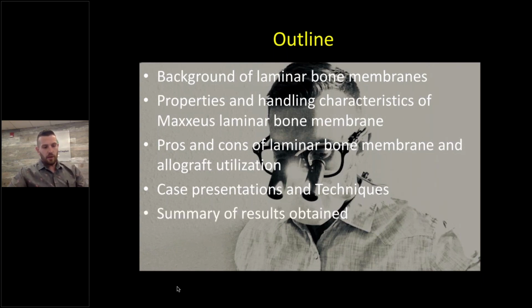I'll give you a summary of what I'm seeing, and again, I don't have histological evidence, so there's some grain of salt to be taken with this, but I was always told in residency that if it looks like bone and it smells like bone, it's probably bone. So you'll see some of the photos that I've taken, and some of the radiographs and cone beam CAT scans, that will show the results that we've been getting from these membranes.